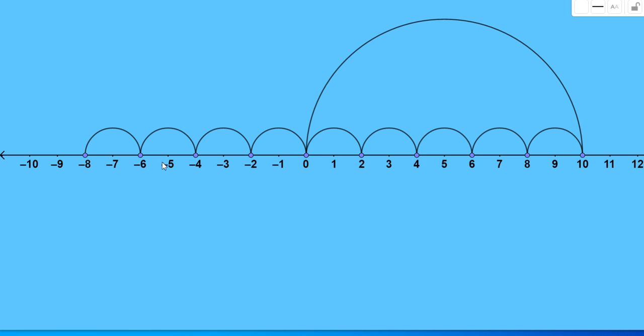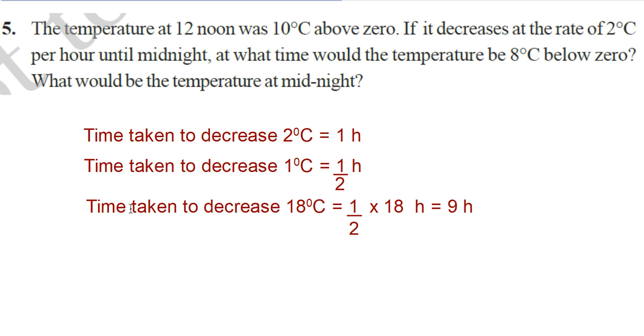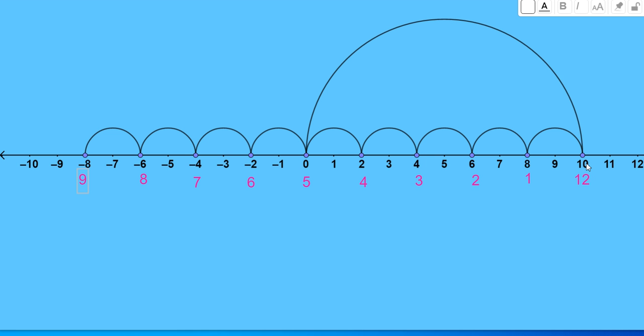Now we have seen 18 degrees Celsius it is decreased to reach negative 8. So let us find out the time taken to decrease 18 degrees Celsius. Time taken to decrease 18 degrees Celsius is equal to half into 18, that is 9 hours.